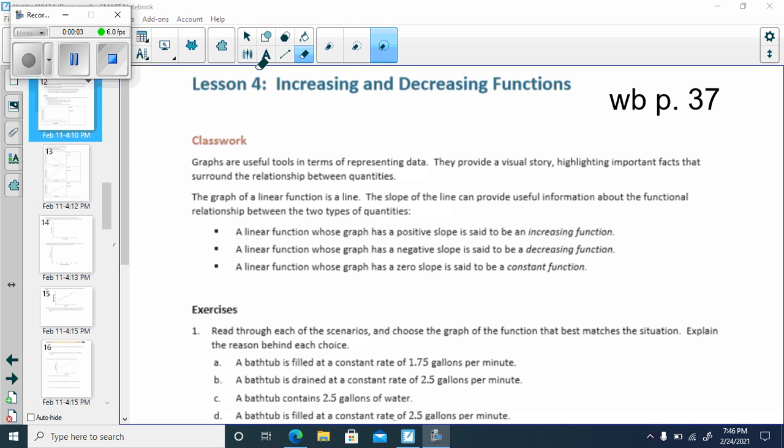This is Module 6. We're starting on Lesson 4 in the book, but this is Lesson 1 that we're teaching for Module 6. Okay, we're talking about increasing and decreasing functions. Let's start right here.